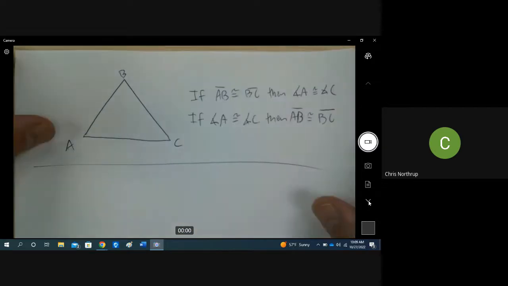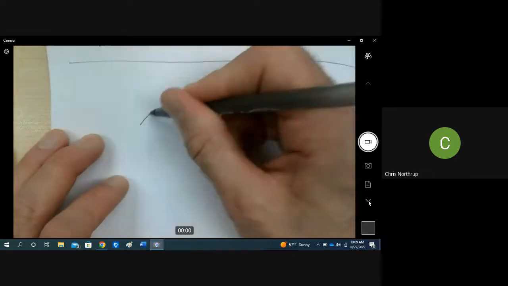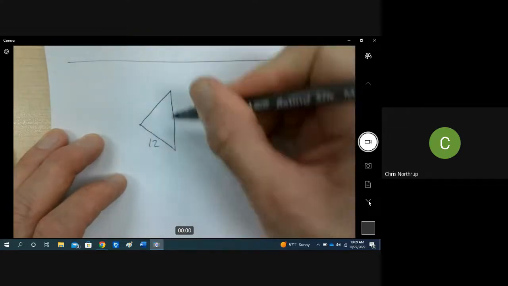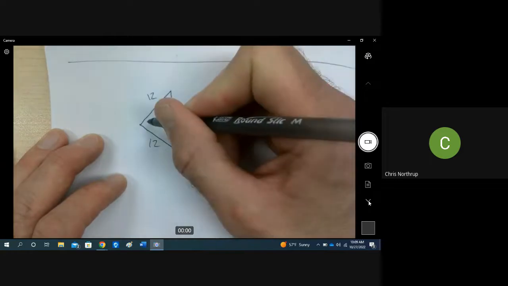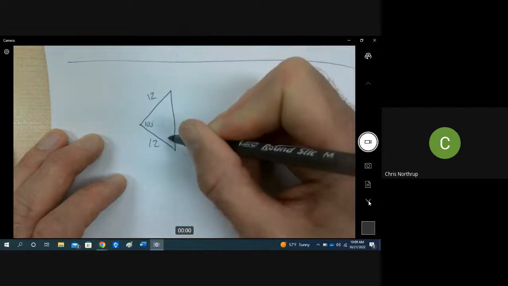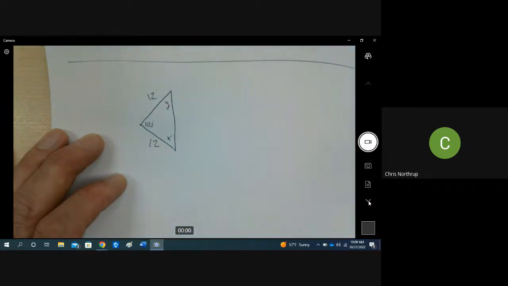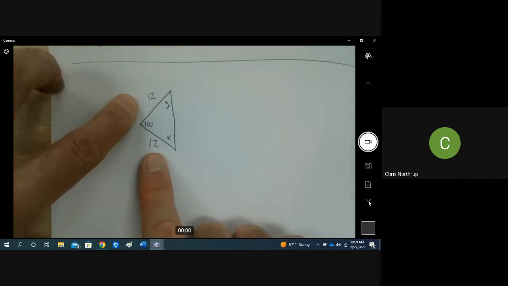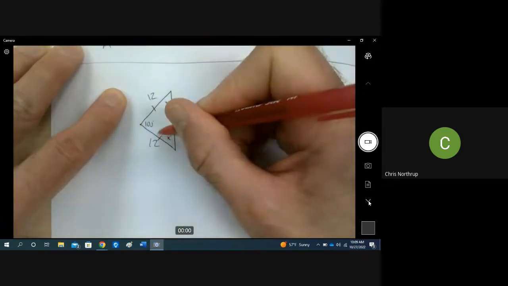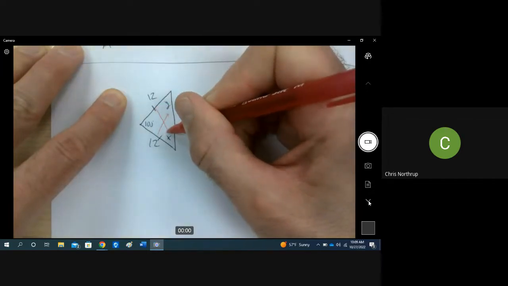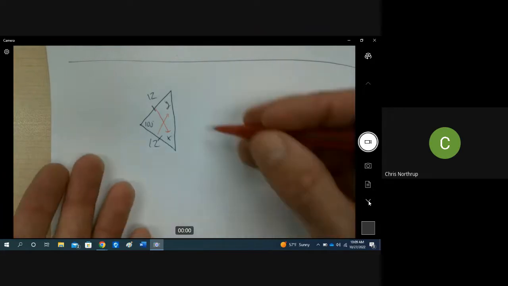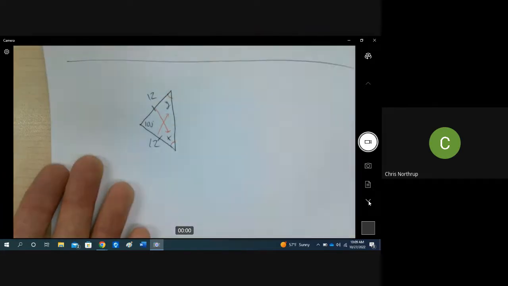So as a quick example, let's suppose I have a triangle, and they tell me that this side is 12, this side is 12, and let's make this angle 100 degrees. And they tell us find the values of x and y. But looking at that triangle, we've got two sides that are the same length. That means congruent. That tells us that the angles opposite those congruent sides are going to be congruent to each other. So y and x are going to have the same values.